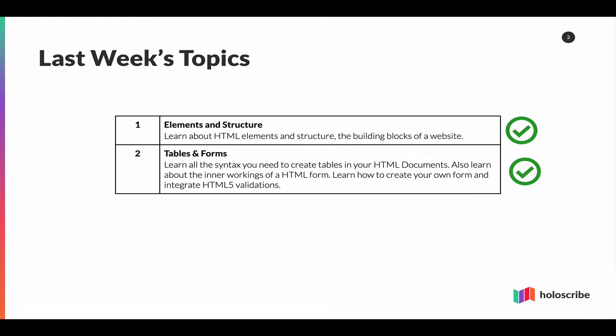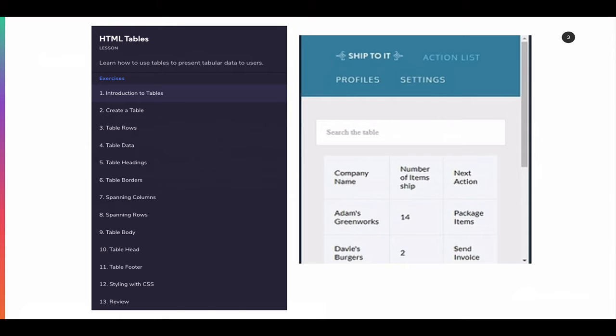So if you've been following along, the first 2 lessons covered some of the basics of HTML, including going through some of the elements and structures that you need to know to start implementing the building blocks of your own website. And in the last lesson, Codecademy took us through building out basic tables and forms. By the end of the HTML tables lesson, you should now be familiar with how to create a table, how to add rows and data to your table, and define things like table headings, table borders, the table body, table head, and the table footer. We also began to dabble in CSS as we applied some basic styling to our tables as well.